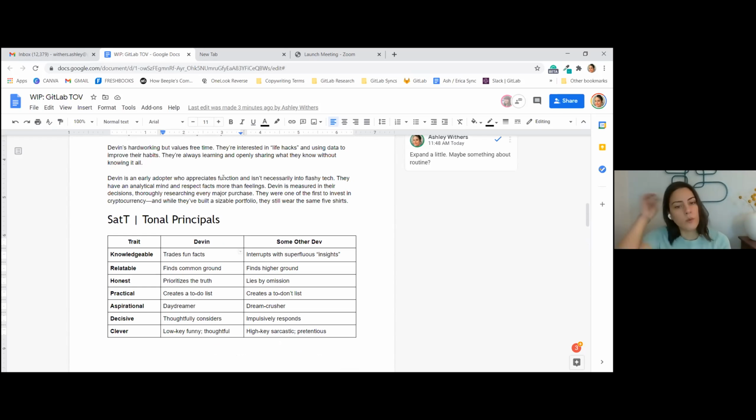And so when we're looking at humanizing the tone of voice, here's where we're matching the traits to Devon and then some other dev. So now you can kind of see Devon is written that way, not just to be gender neutral, but also Devon, the developer. So we have knowledgeable. Devon trades fun facts where some other dev interrupts with superfluous insights. Oh, I think we all know that person. Relatable, Devon finds common ground, whereas the other dev finds higher ground. Honest, Devon prioritizes the truth versus some other dev lies by omission.